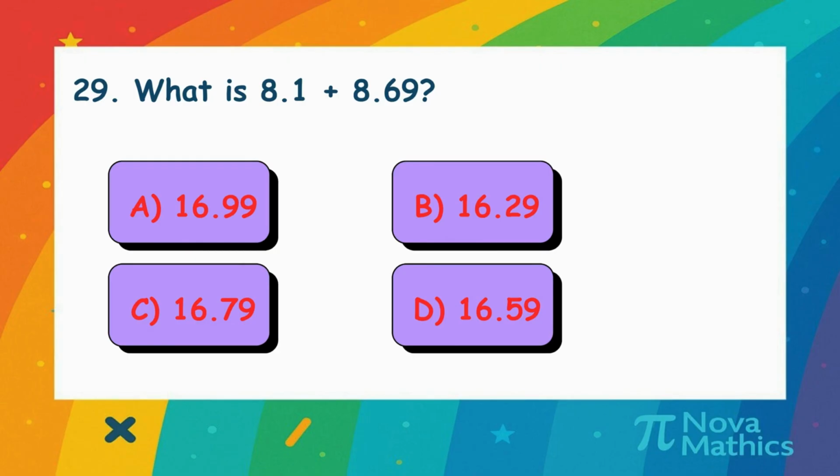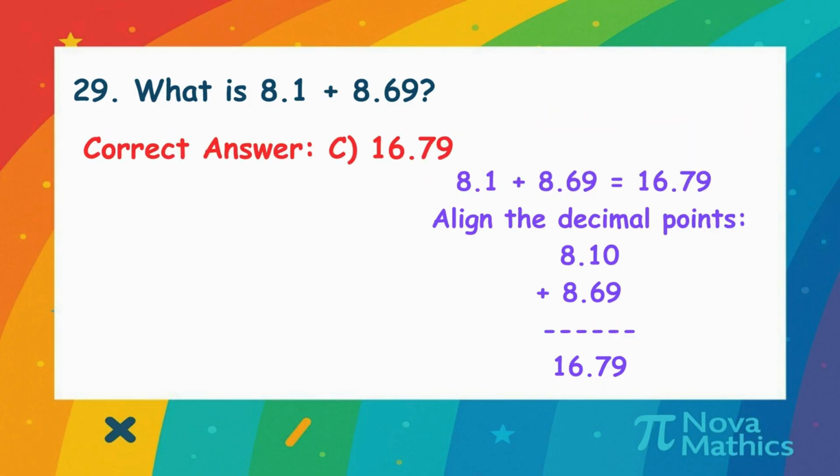29. What is 8.1 plus 8.69? Correct answer is 16.79. When you add 8.1 plus 8.69, you get 16.79. Easy, right?